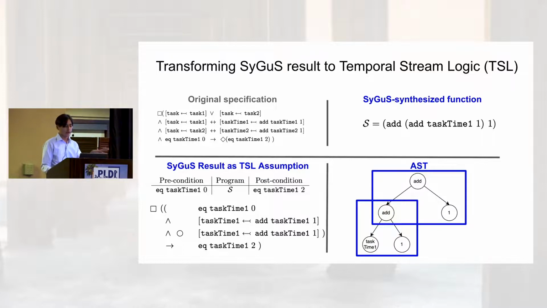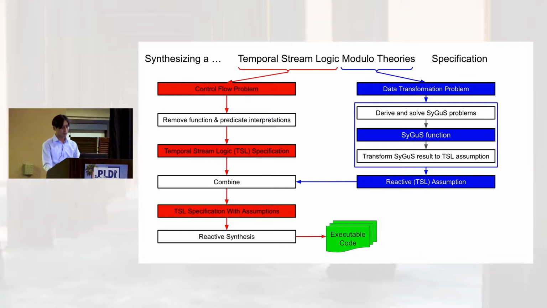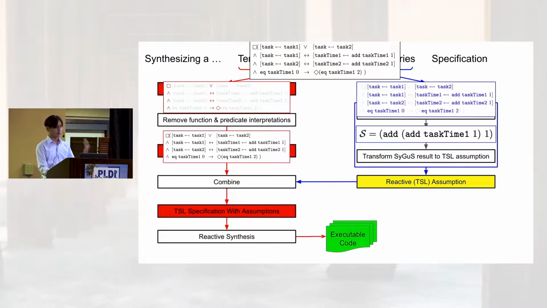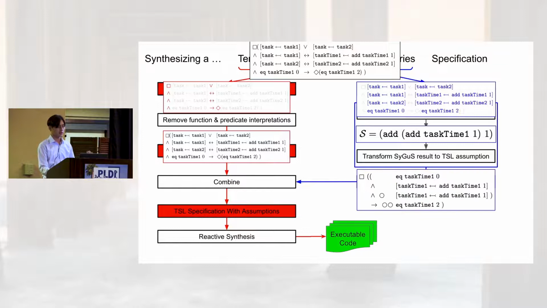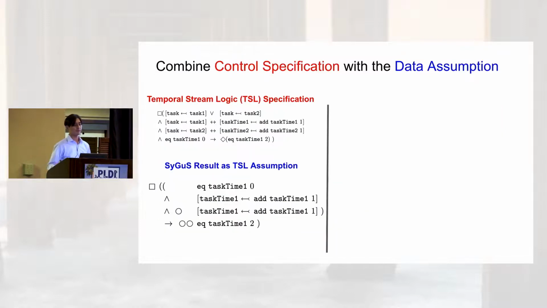And in the same vein, we can see that we've started from 0, we've added 1, on the next step, we've added 1 again, which means that on the next step, we should get 2. And this is capturing our property that 0 plus 1 plus 1 is 2 in temporal logic. And through this step, we're actually able to get a reactive or TSL assumption from our original data transformation problem. And now comes the combination step, making them friends. And we're combining our control specification with the data assumption.